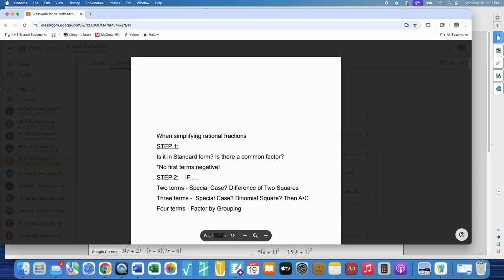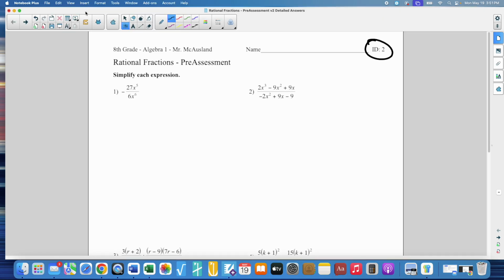Is it a special case? Is it the difference of 2 squares? If it's 3 terms, is it a special case? Is it a binomial square? If it's not, then we have to do A times C. And then 4 terms, you got to factor by grouping. So those are the keys to completing these.